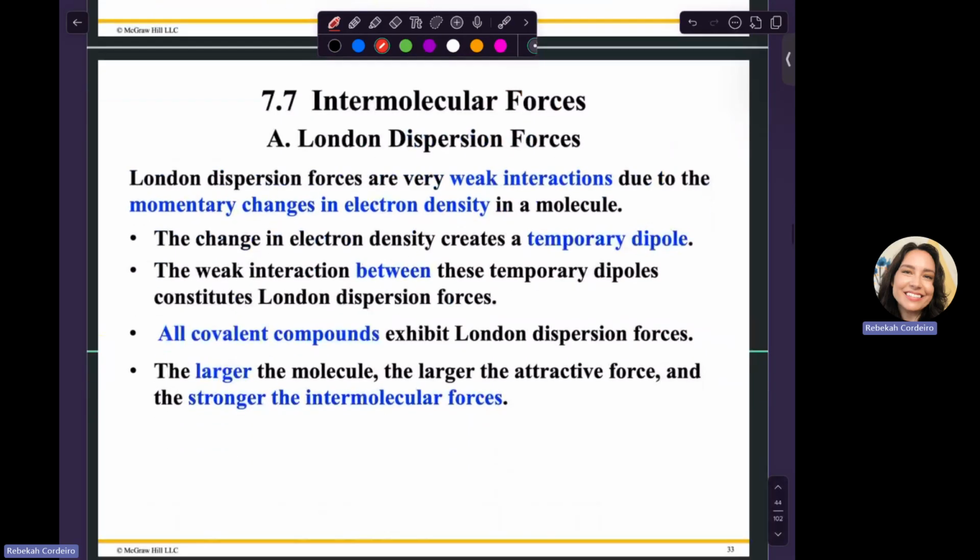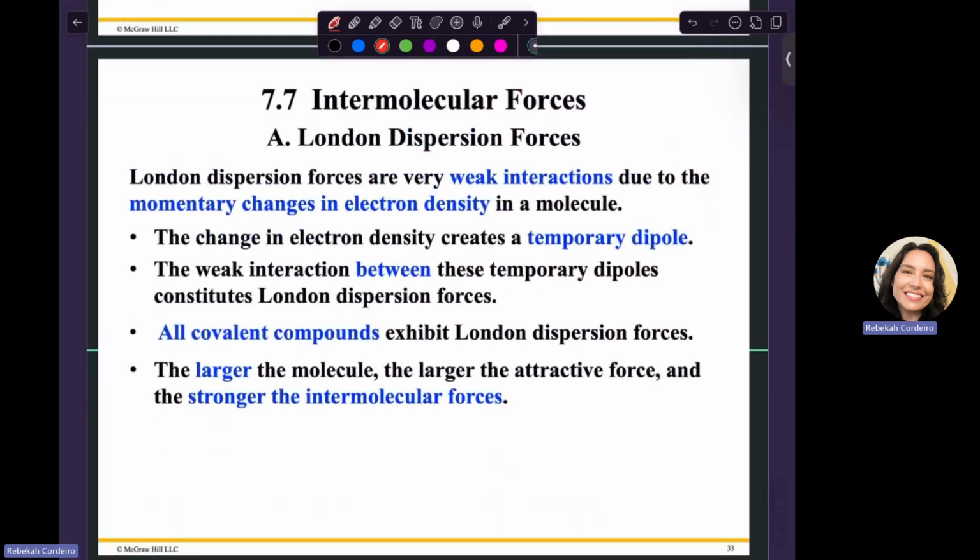So the first force we're going to talk about is London dispersion forces. Those are weak interactions, and they're due to momentary changes in electron density. So electron density, like where all the electrons are, if there's an area that has a lot of electrons or an area that has a smaller amount of electrons. This creates a temporary dipole, so it makes a temporary polarity.